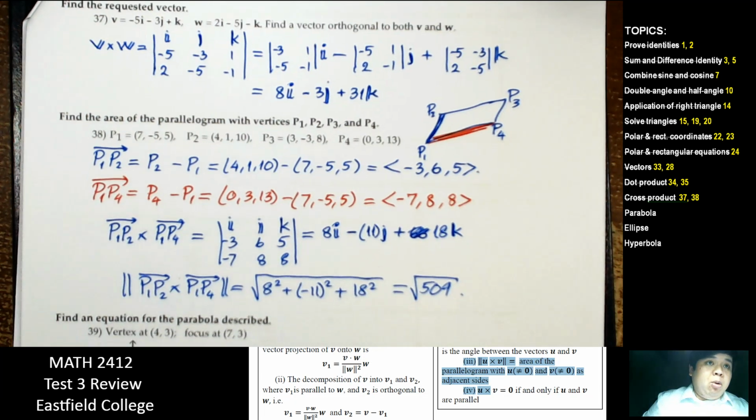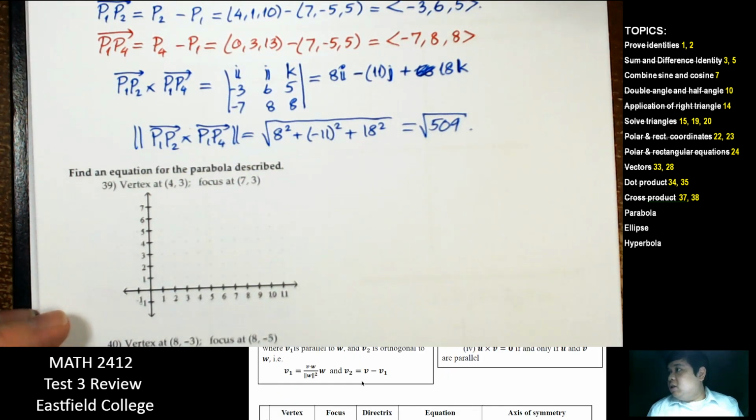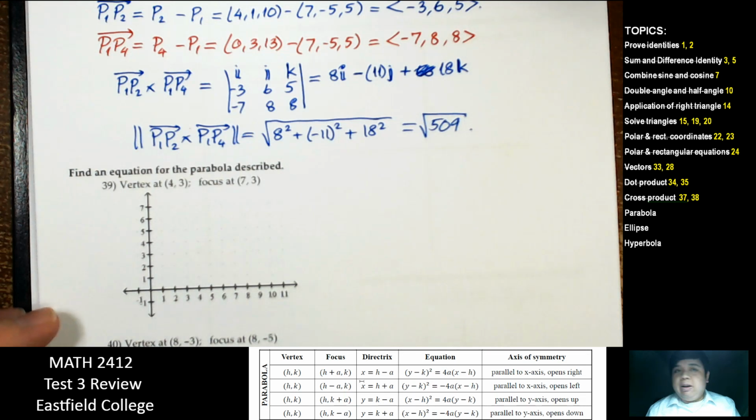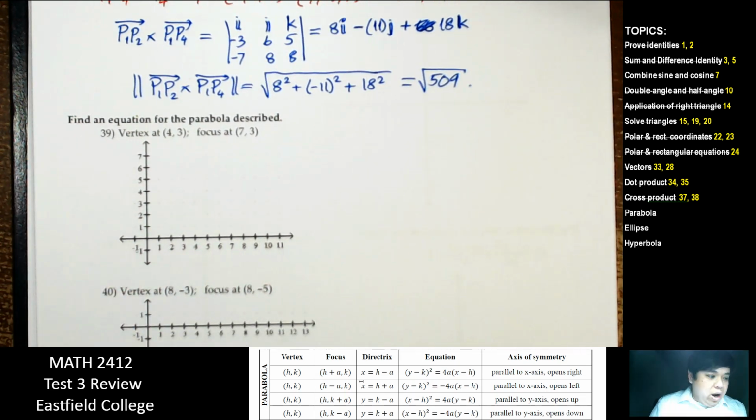Right. Parabolas. Where is that? Right. So the formula will be over there. Right. The parabola, we need to know where's the vertex, where the focus. The focus is not on the graph. The vertex is on the graph. So let's just try to plot them.